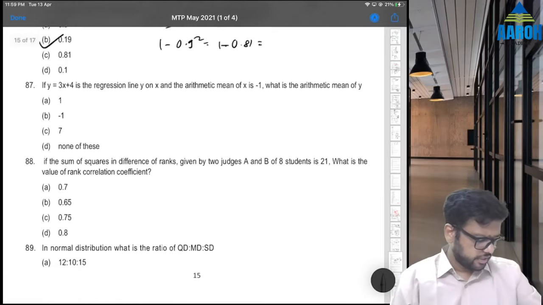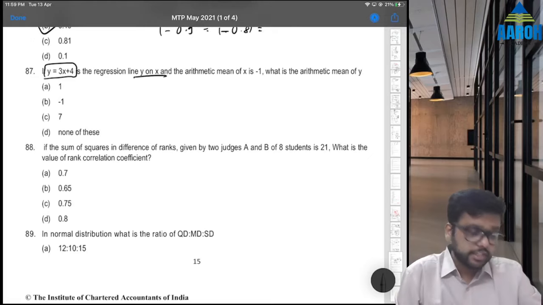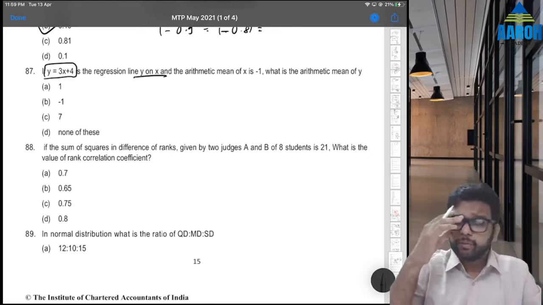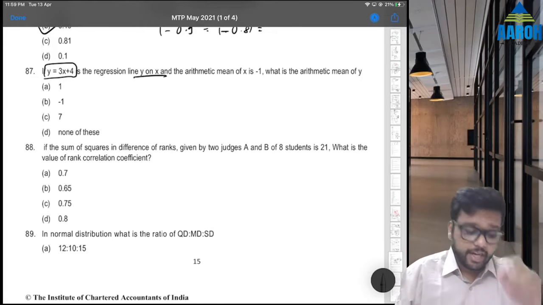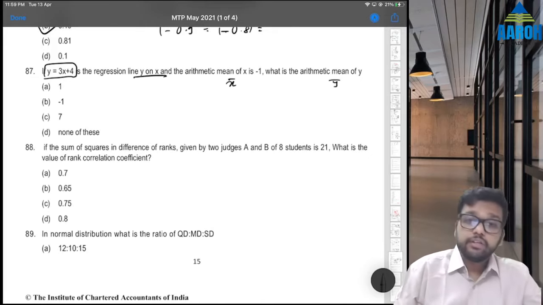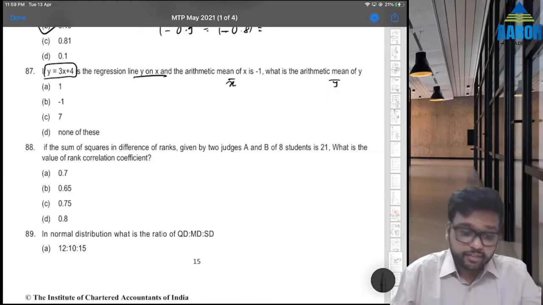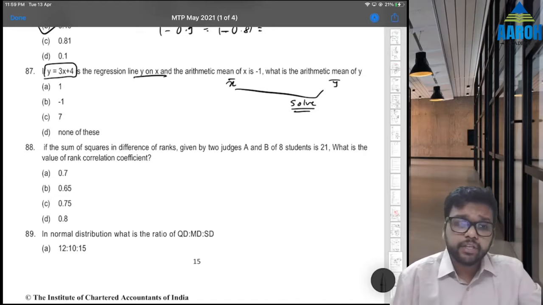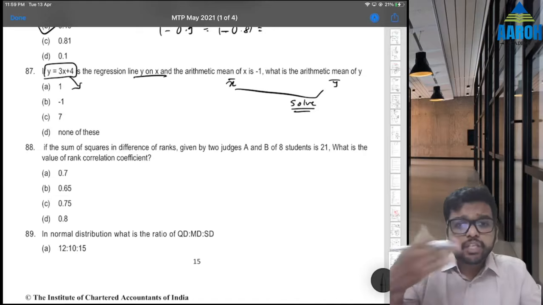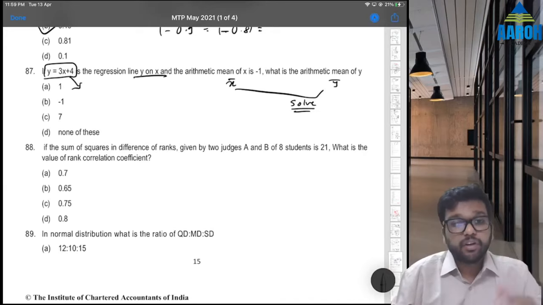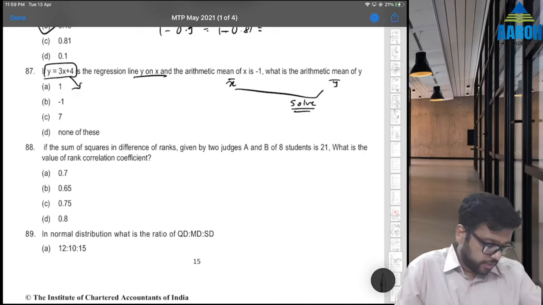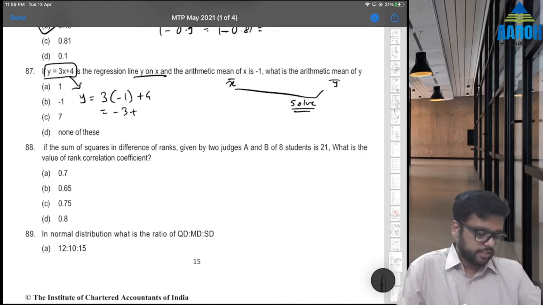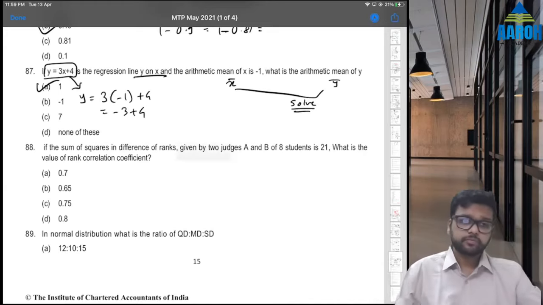Next. If y is equal to 3x plus 4 is the regression line of y on x, and the arithmetic mean of x is -1, then what is the arithmetic mean of y? You should know the property that x bar and y bar satisfy the regression equations. That means if we have a regression equation, we can just put in x bar and y bar to get the other. So y we don't have, 3 into x bar, we have -1, plus 4. So it will be -3 plus 4, which is +1. That is y bar.